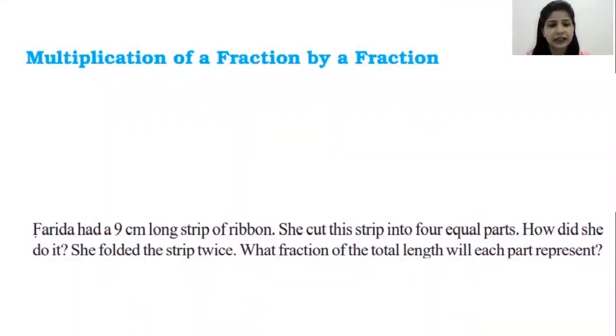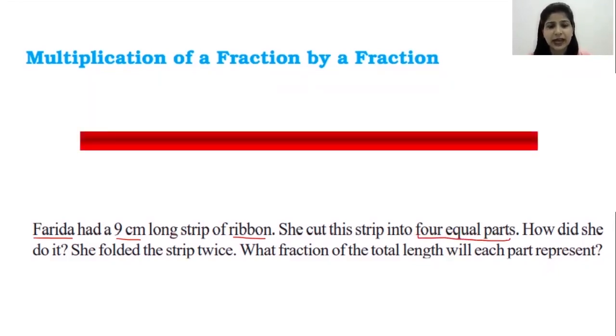There is a girl named Farida. She had a 9 centimeter long strip of ribbon. She cut the strip into 4 equal parts. How will she make 4 equal parts? Suppose this is the strip, 9 centimeter long. She will fold it once and then she will fold it again.